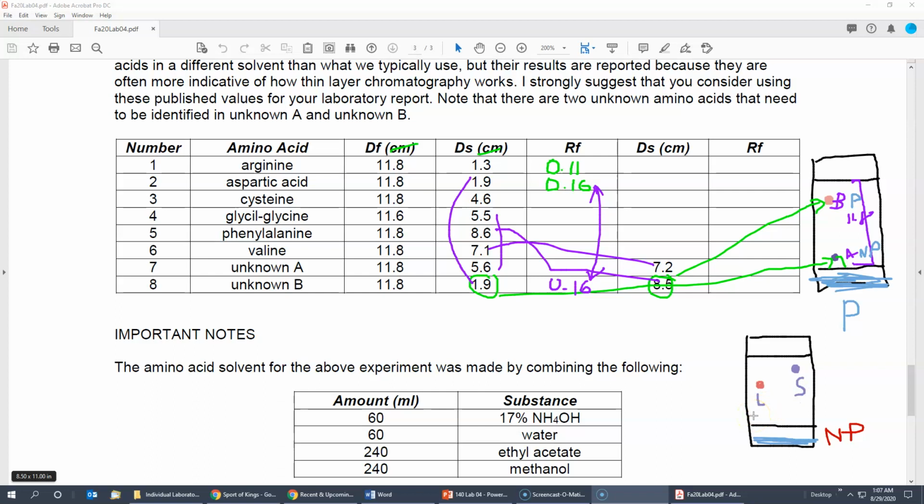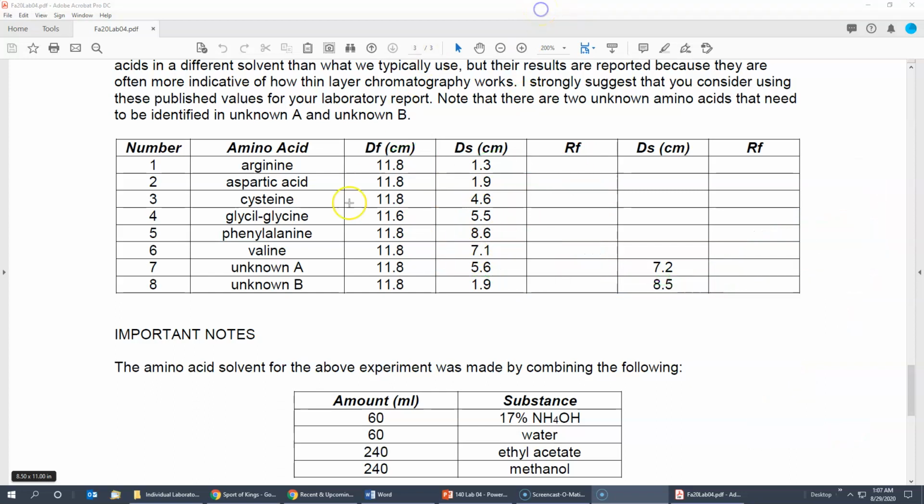So, understanding those two principles: like dissolves in like, and polar amino acids tend to move farther in polar solvents, and nonpolar amino acids tend to move farther in nonpolar solvents because they have higher solubility. And in general, smaller molecules tend to move faster than larger molecules with similar properties. Those are probably the two things to understand for this lab, as well as being able to calculate an unknown and from those numbers predict what that value is.